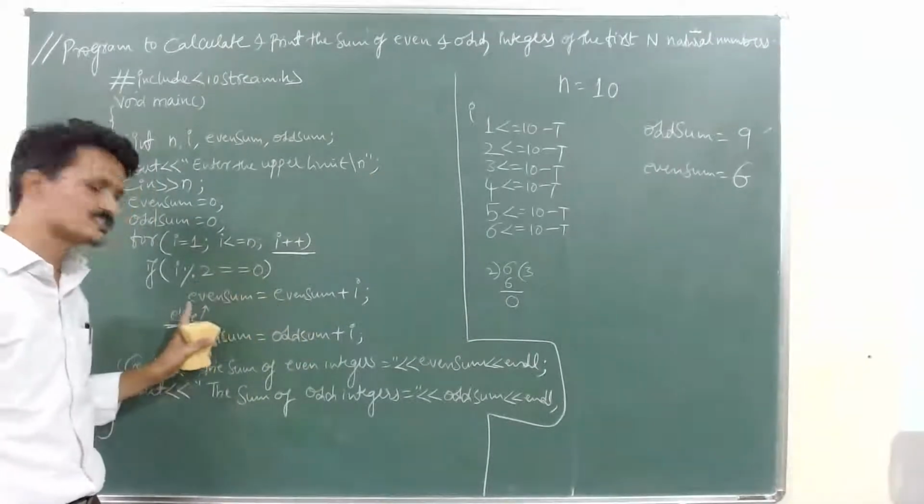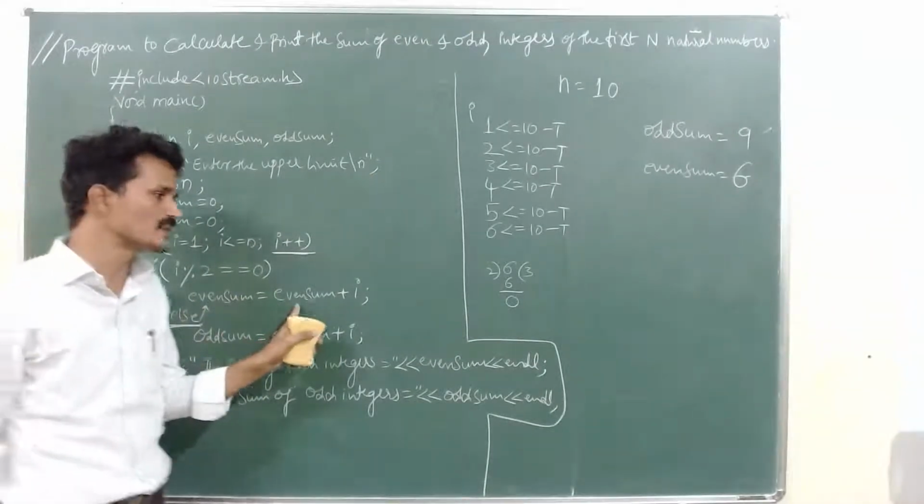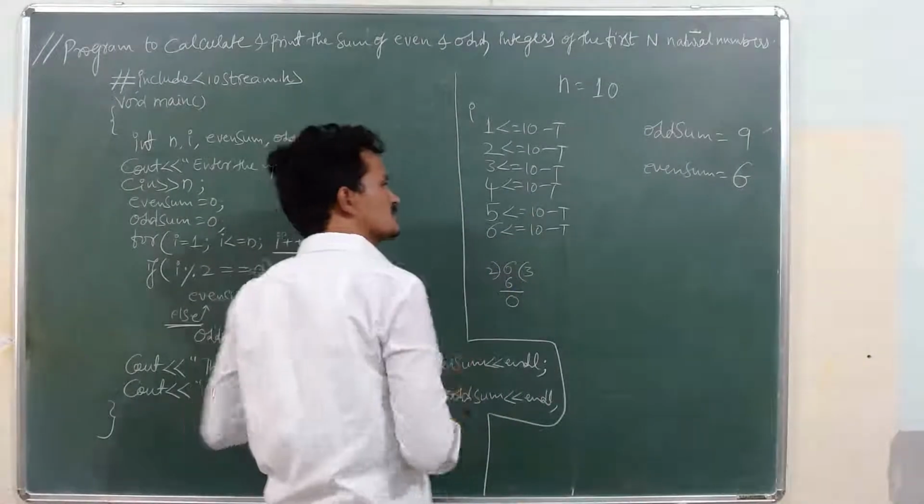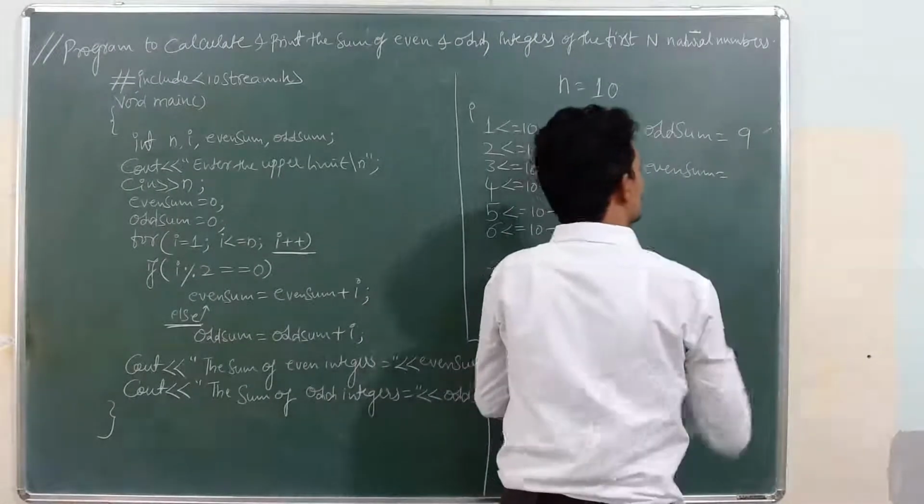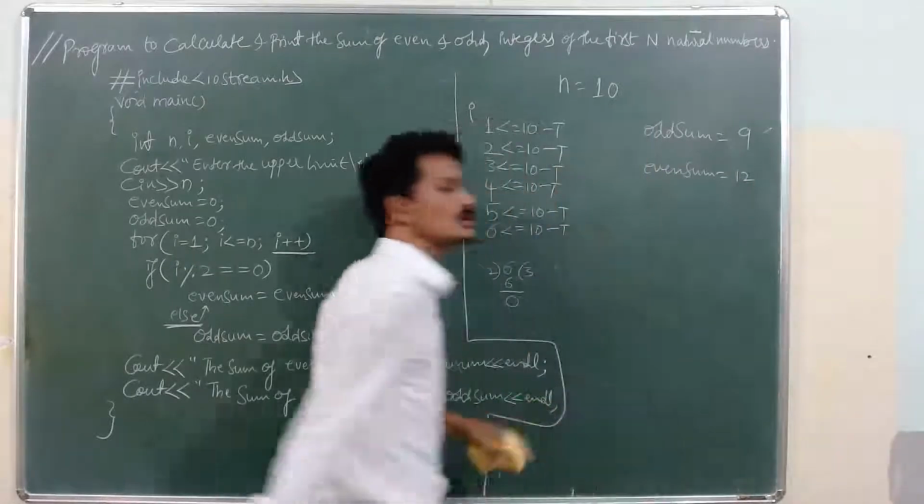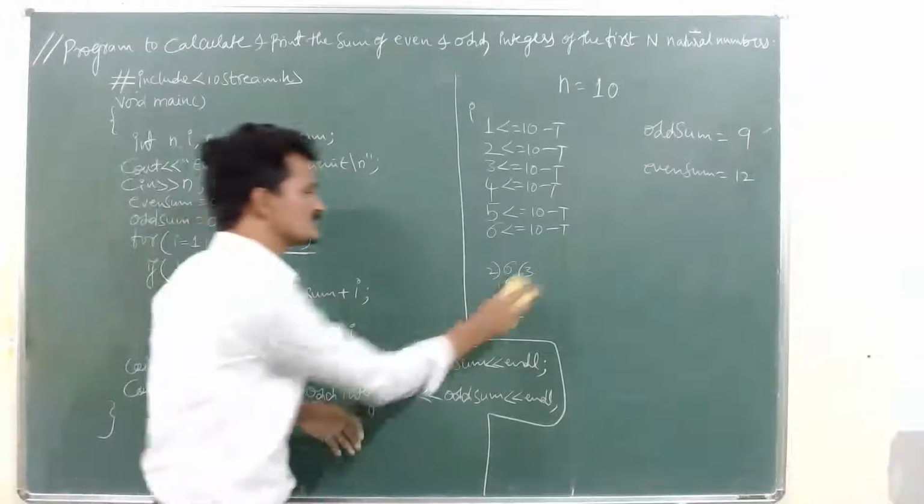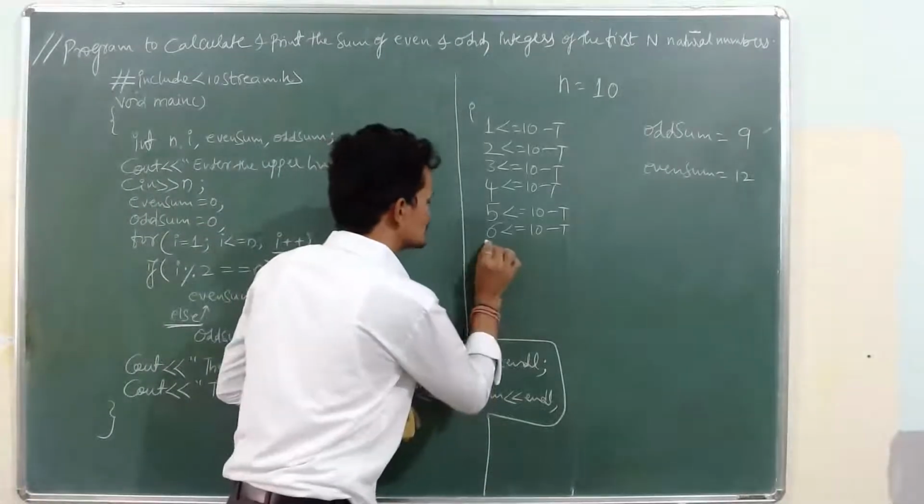Yes, it is true. True means even sum is equal to even sum plus i. Even sum is 6. What is the value of i? 6. 6 plus 6 is 12. 12 is assigned to even sum. Again it goes to the for loop and i gets increased by plus 1. It becomes 7.